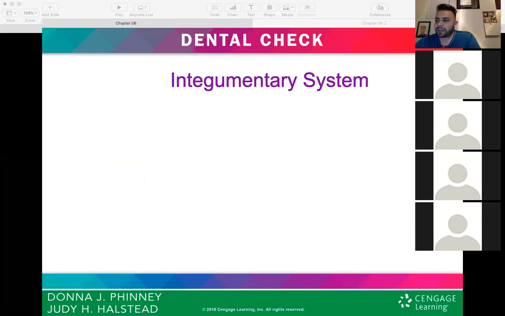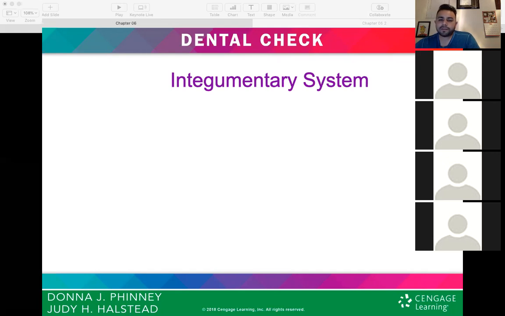Another dental check. So what abnormalities related to the integumentary system should the dental assistant take note of and report to the dentist? Can anybody answer this? Can you repeat the question? Sure. What abnormalities related to the integumentary system, so this is the hair, skin, and nails, should the dental assistant take note and report to the dentist?